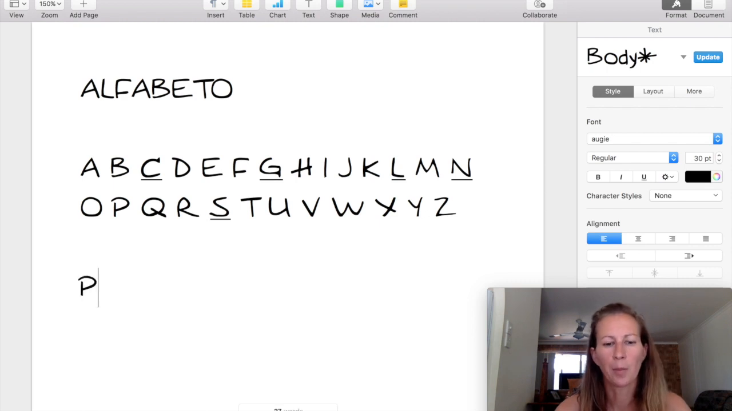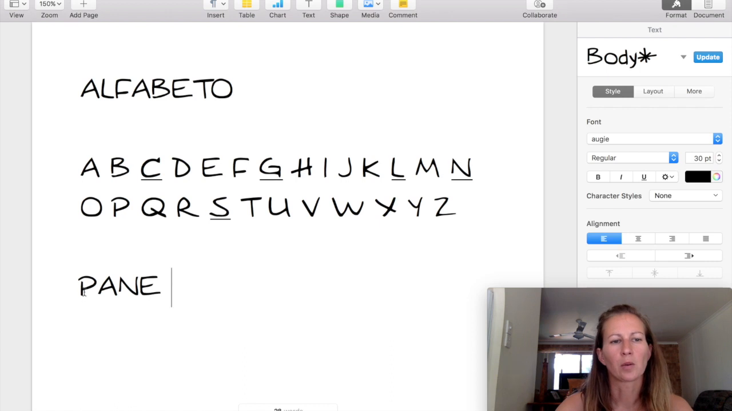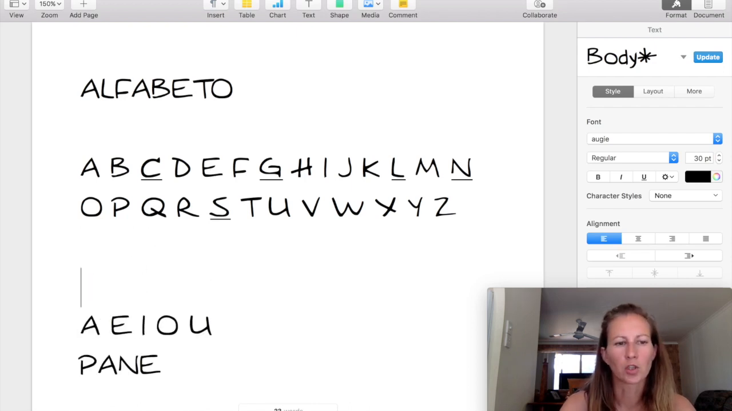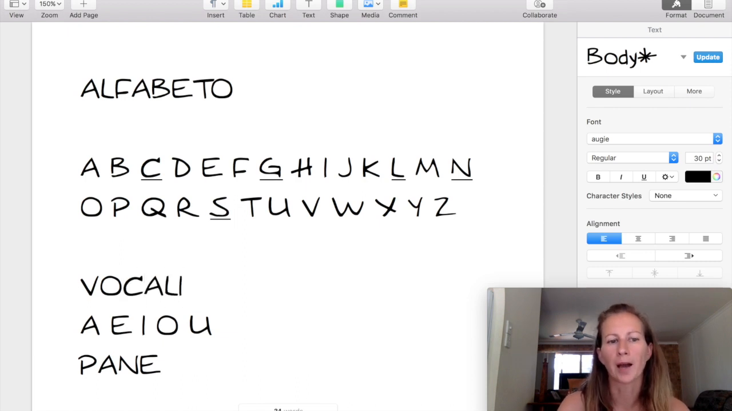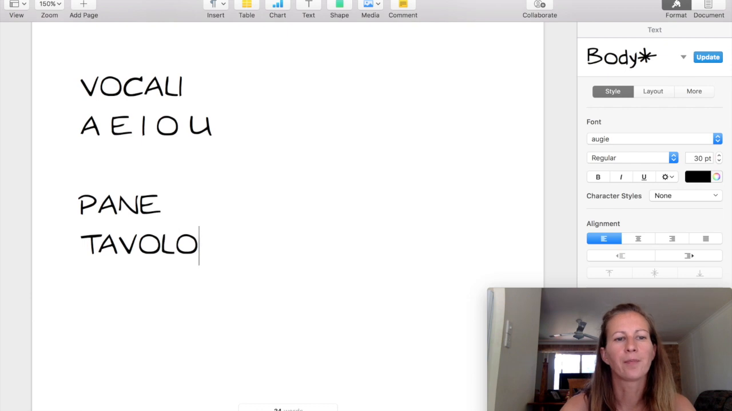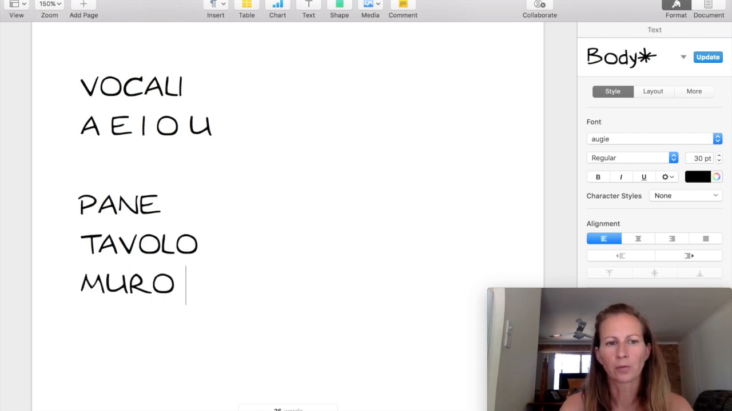For example, pane, which means bread, it just gets pronounced P, A, N, E. Okay? So these are the vowels, which in Italian are called vocali, or we can have tavolo. Tavolo means table. Muro, muro. Muro means wall.